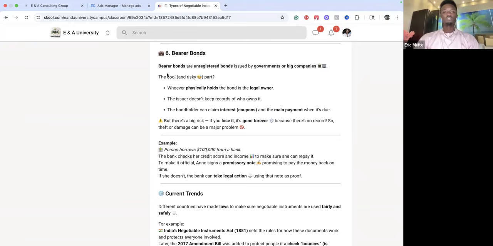And then you have bearer bonds, right? I haven't really looked too deep into bearer bonds, but these are unregistered bonds issued by governments or big companies who physically hold bonds, right? So when we talk about these, they're mainly when we're dealing with coupons. And so bearer bonds could be used in multiple ways, right? You have bonds that you can secure under trusts as asset protection, and then there's bonds you can use to claim interest on from coupons or for payment purposes.